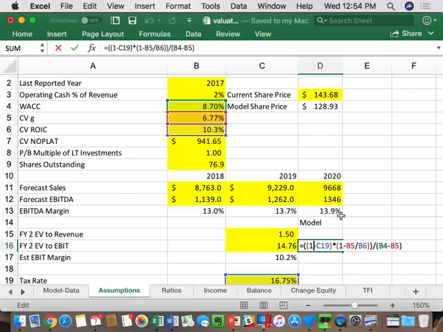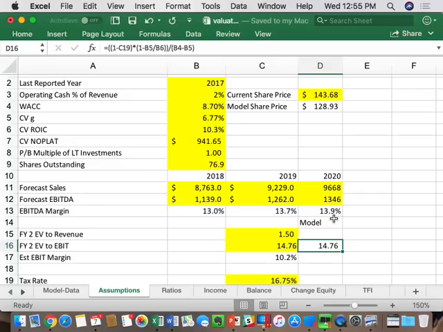Okay, questions? All right, so here's the point. What's share price now? With 6.77, what's the share price? We're now at 129 a share. Okay, so what does that leave us with?